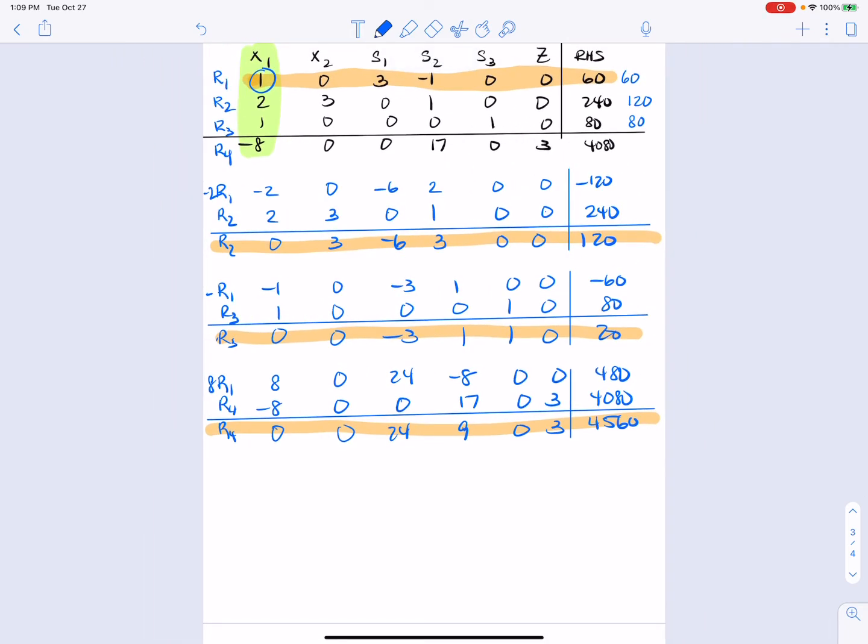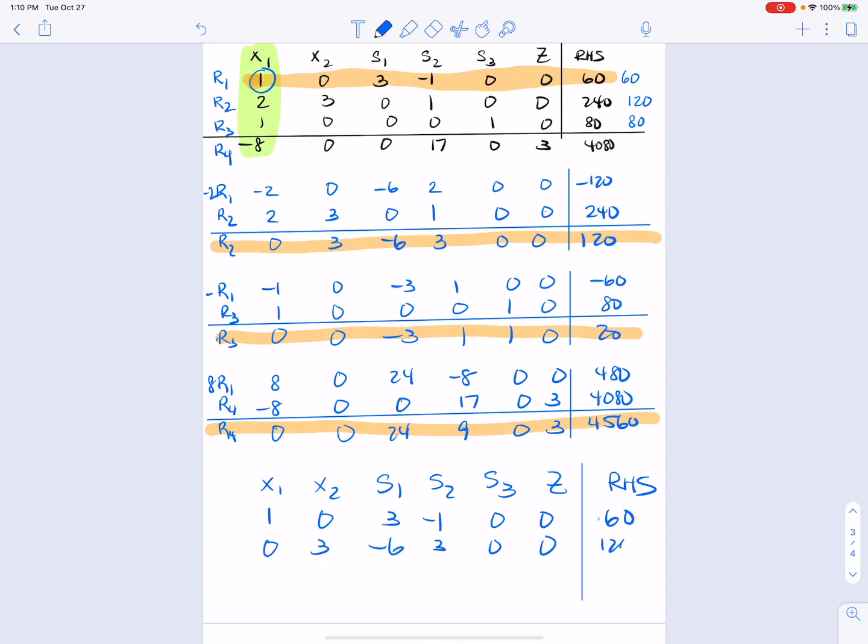So the new final simplex tableau. Put in my line there. Okay, so we have 1, 0, 3, negative 1, 0, 0, 60, 0, 3, negative 6, 3, 0, 0, 1, 20, 0, 0, negative 3, 1, 1, 0, 20, and 0, 0, 24, 9, 0, 3, 45, 60.